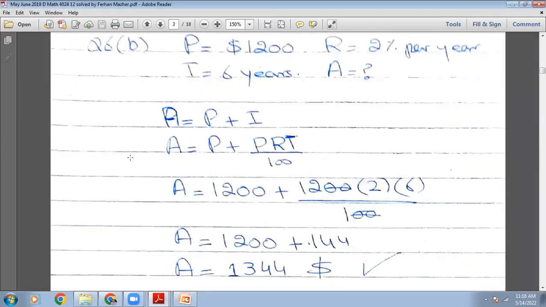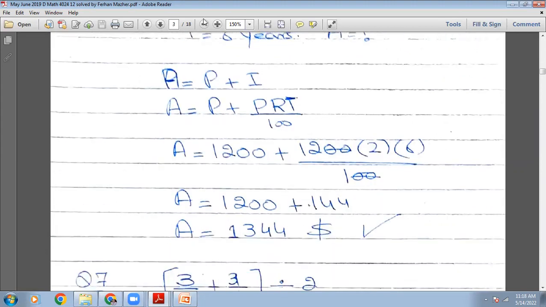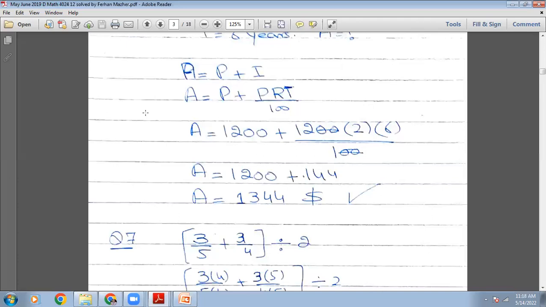So let me show you my solution. The principal amount is $1,200. The rate is 2% per year. The time is 6 years, and the amount is the question. And you know the formula for the amount is principal plus the interest. So amount equals the principal plus PRT by 100.